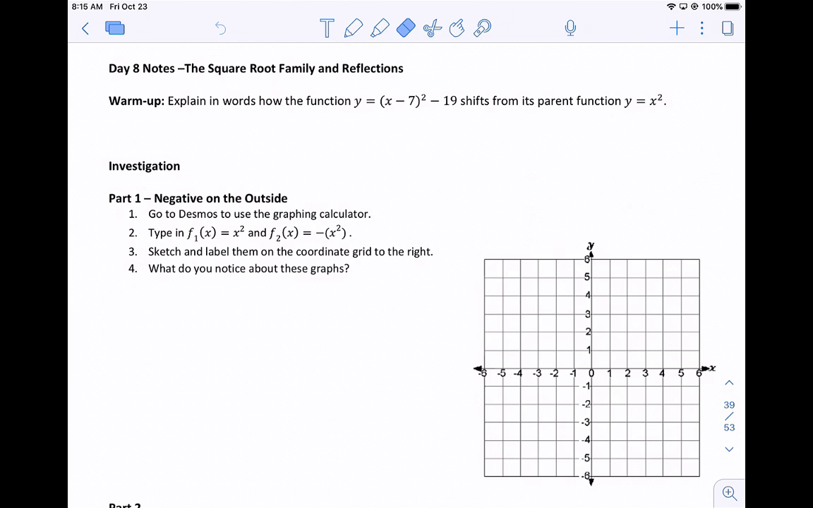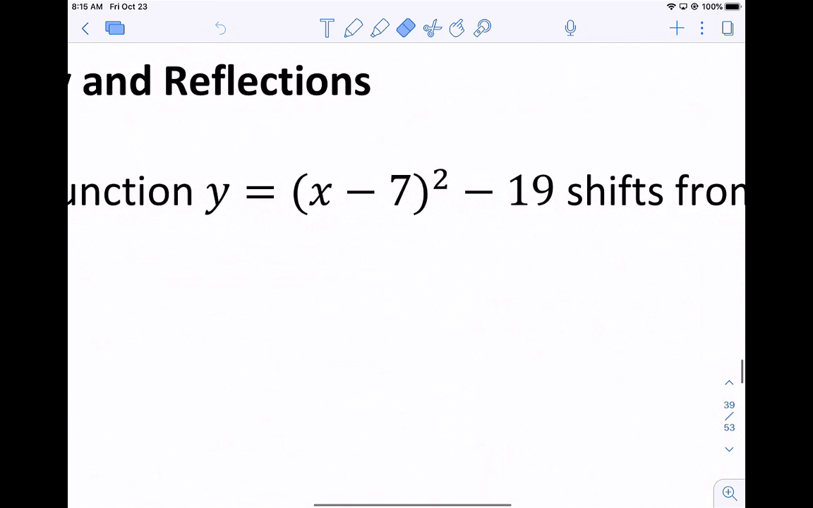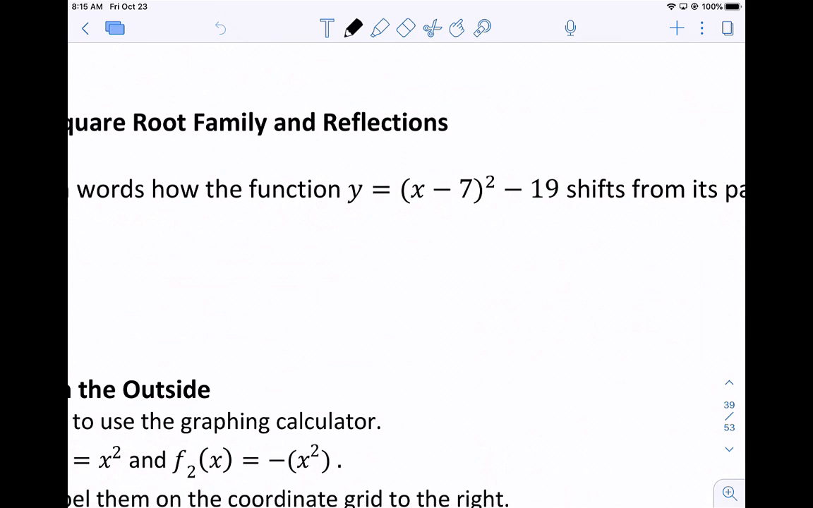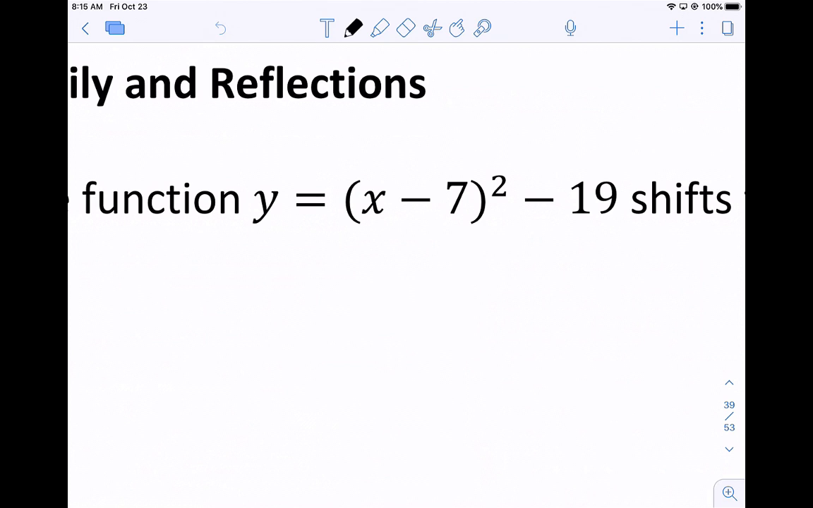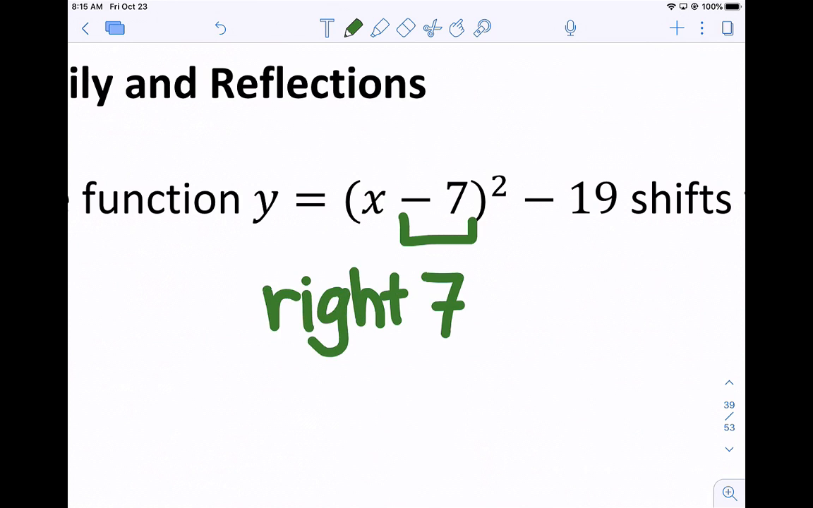So if you recall, we've talked about the h and k values for shifting the graph, and if it's inside the parentheses, that is the left or right shift, and it's always the opposite of what you think. So again, the only thing inside the parentheses is the x and the left or right shift. So the minus 7 is actually a shift to the right. So this is right 7 units from the parent function.